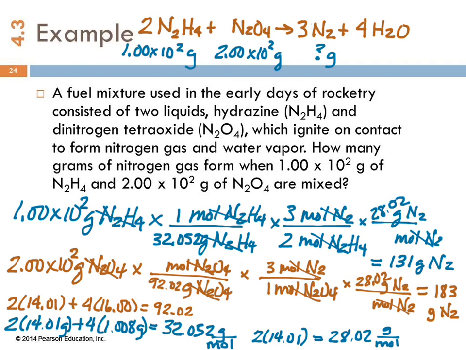So how much can we make? 131. Because as we're going along, we're making 100 grams, 120, 130, 131 grams, bang, stops. We ran out of one of the reactants. Nothing else can happen. Any questions?